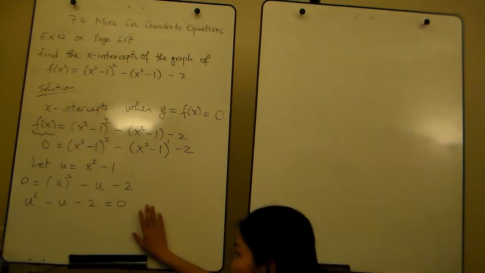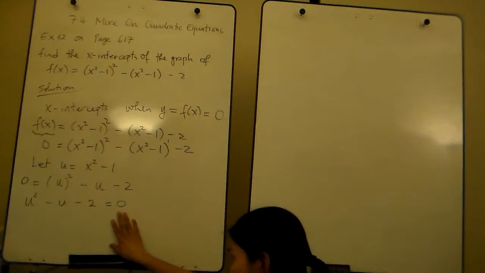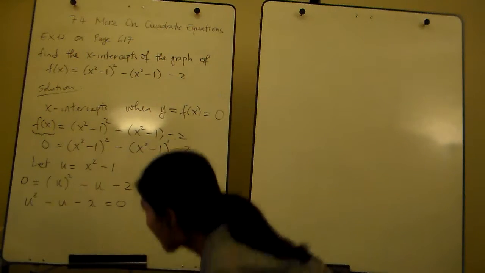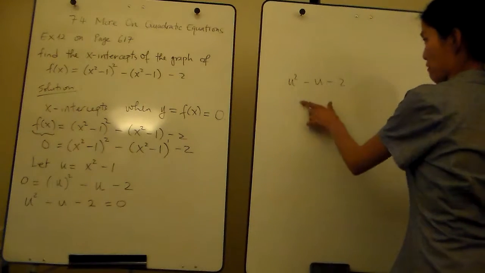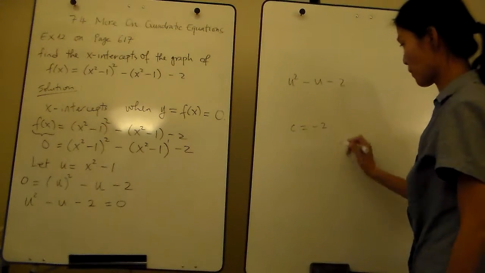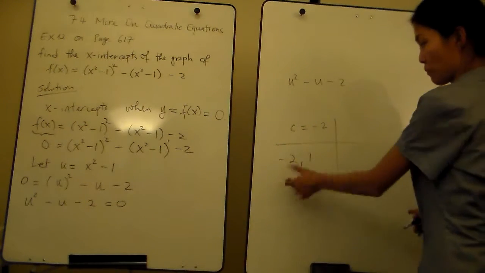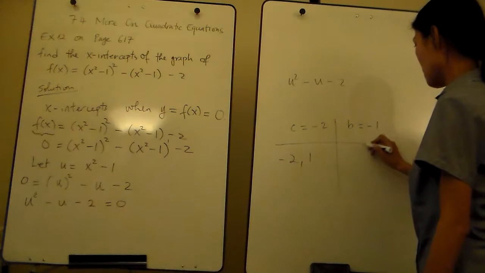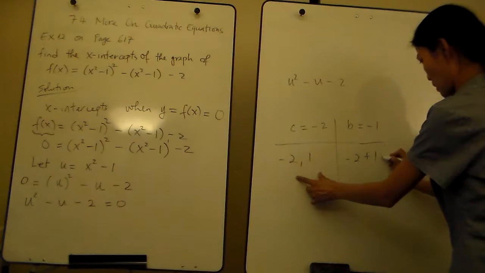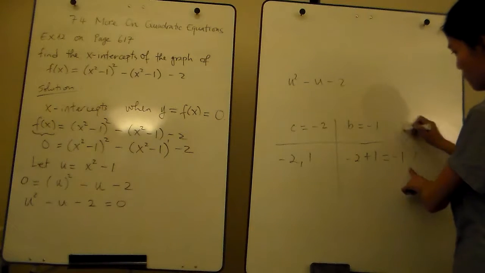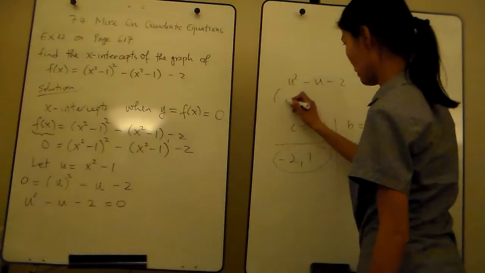Now you see that you have a quadratic equation, and then you can use the quadratic formula to find the solutions, or you can try to factor to see if it's doable. So we have u squared minus u minus 2. Let's see if we can factor. So c is negative 2. Factors of c are negative 2 and 1, or negative 1 and 2. So b is equal to negative 1. If you take the sum of negative 2 and 1, you get negative 1, which matches the b here. That means these are the two factors. I'm going to use this to factor this trinomial.